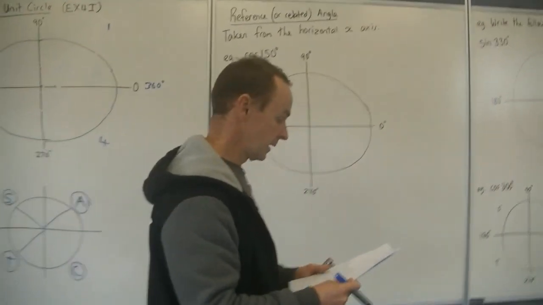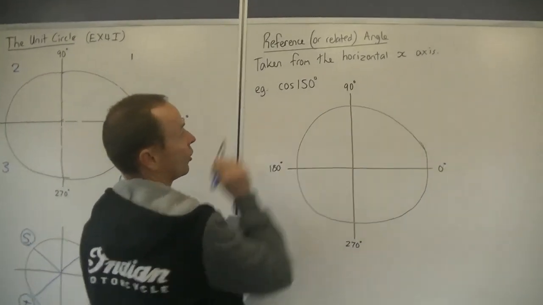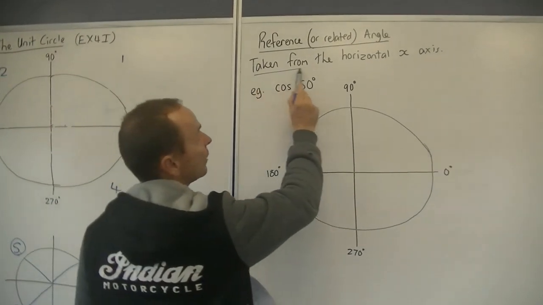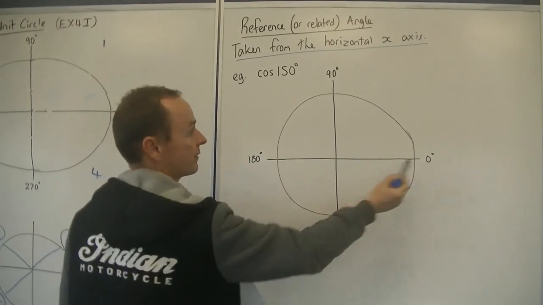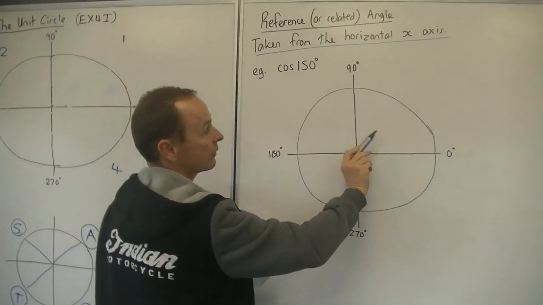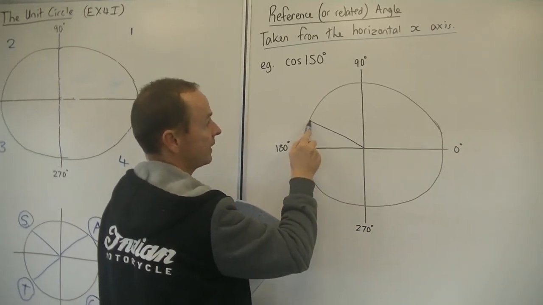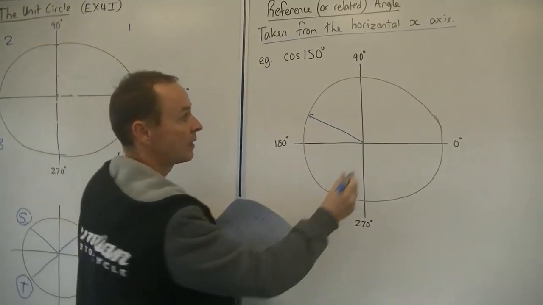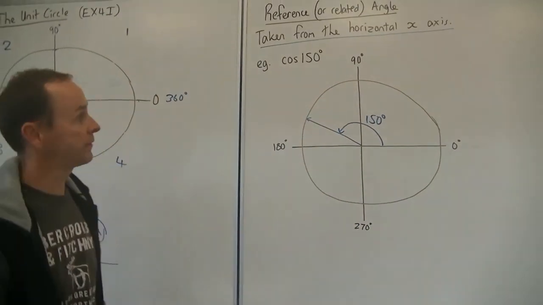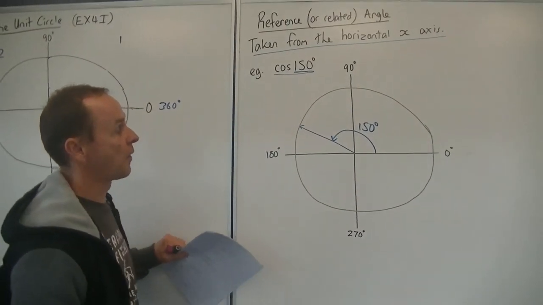Alright. So, a reference or related angle. When you have an angle, like cos 150, first thing it says here, by the way, is that the reference angles are always taken from the horizontal x-axis. I'll explain what I mean. If we look at cos 150, let's draw the line in. There's 90, there's 180, so cos 150 would be around about there. So this angle here is 150 degrees. Does that make sense? It's 150 degrees, and we're looking at cos.